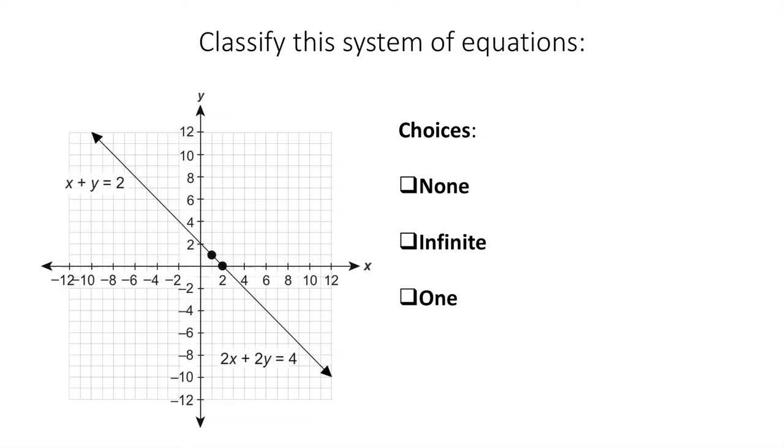In this system of equations, we have two equations, right? We have x plus y equals 2 and 2x plus 2y equals 4 graphed on the grid. But notice that they look like the same line, right? That is because they are exactly the same line. So that's why they will have infinite solutions, because every point that is on both lines will be a solution to the system.